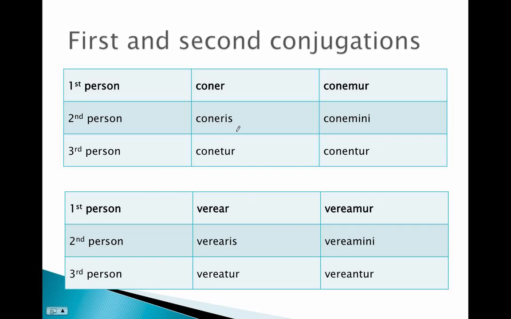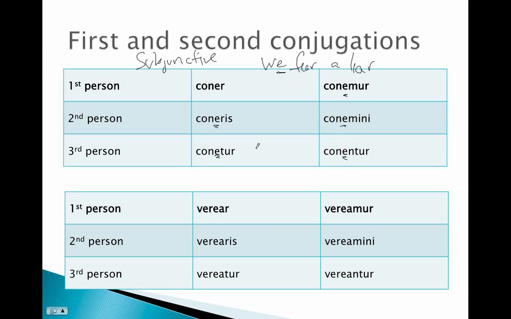Now let's take a look at the subjunctive, the present subjunctive. Now the present subjunctive is going to form just as it did for the active voice. We're going to use our mnemonic. We fear a liar. Right? So for the first conjugation, we're going to use the E. We're going to shift our vowel from A to E, which we see here. So coner, coneris, conetur, conemur, conemini, conentur. Our initial A is shifted to an E.